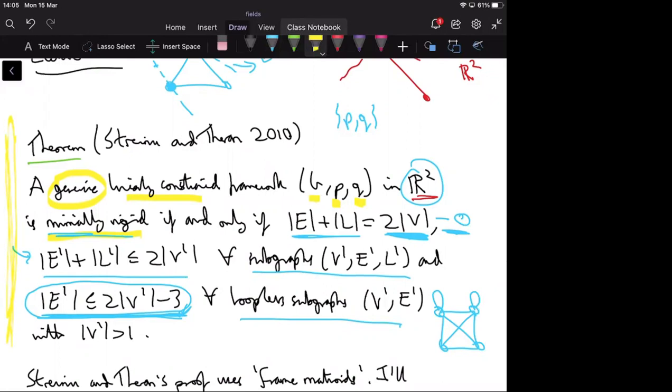I was just going to say, is the proof as simple as you just described? Basically, the minus three becomes a minus zero?